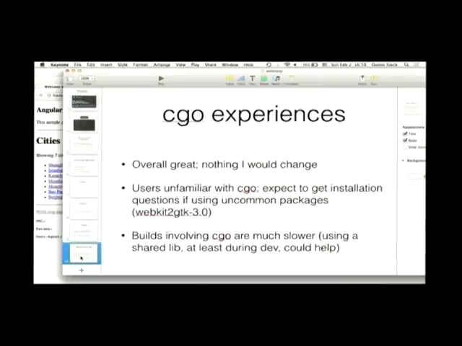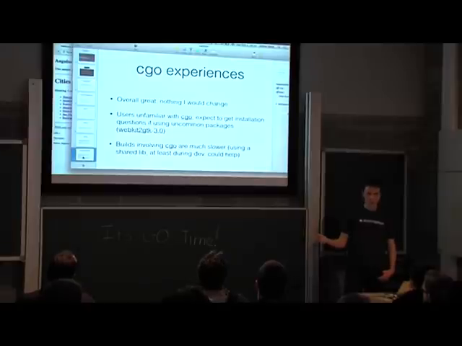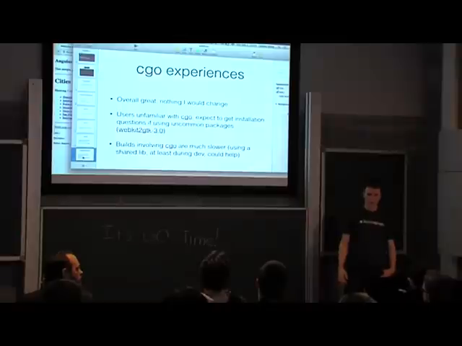So cgo experiences as a library author, it's been really good overall. There's nothing that I would change, but just some things to be aware of. People are not expecting pkg-config to run when they run go get. And probably half the issues that I've gotten on this repository have been like, I don't have this dependency. And the other thing is builds are slower. So maybe if you could use a shared C library, that would speed things up during compilation. It's not a big deal, but GTK and WebKit are pretty big. So it takes like 5 seconds on a nice machine.